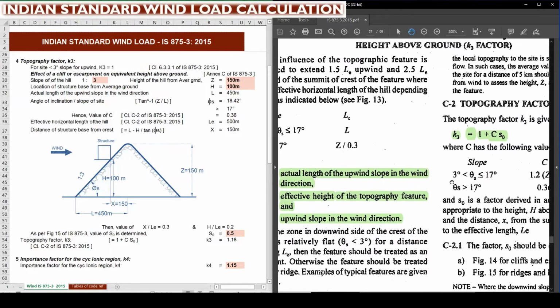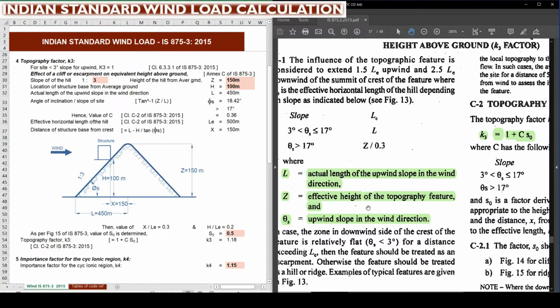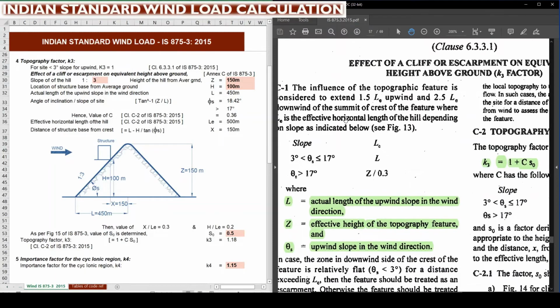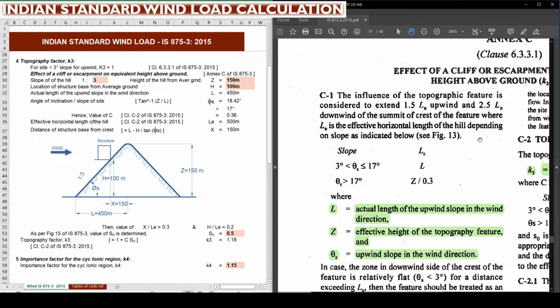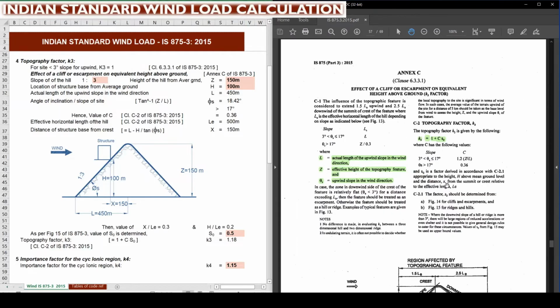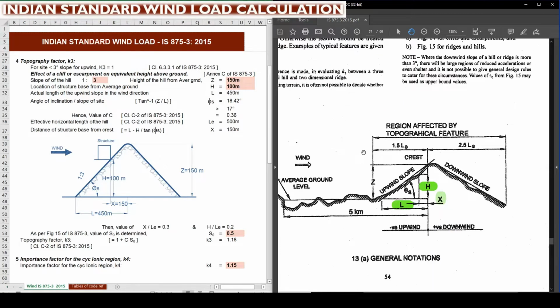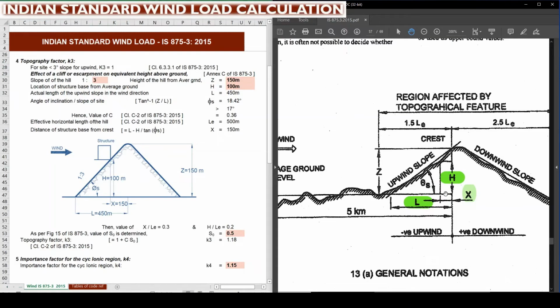So now for that we need to calculate LE, that is effective horizontal length of the hill depending on slope as indicated in figure 13. So here in the figure 13 you can see. LE we need to find out and we already have HL, and we need to find out X. X distance is nothing but the distance from the apex, that is crest, to the location of the structure base. So here in the left hand side picture you can see X is equal to 150.